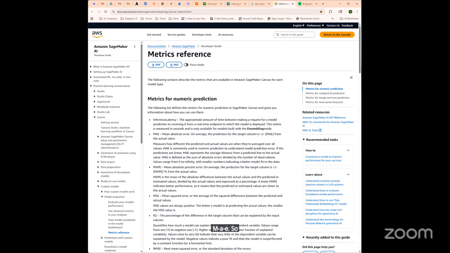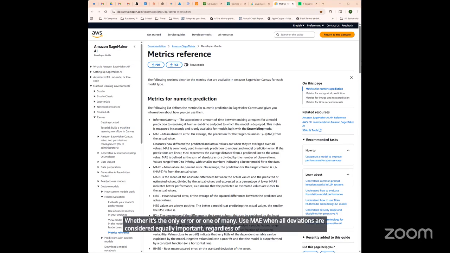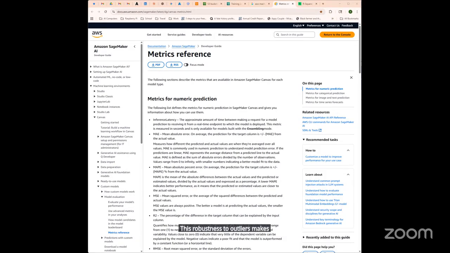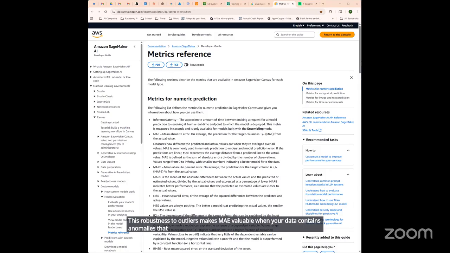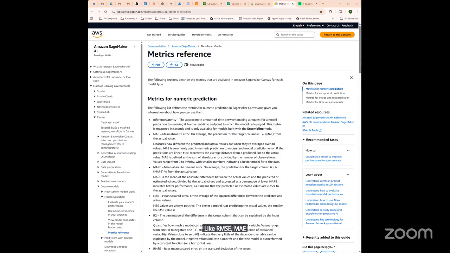MAE measures the average absolute difference between predictions and true values. Unlike RMSE, MAE treats all errors equally without emphasizing outliers. A prediction off by 10 units contributes exactly 10 to the metric, whether it's the only error or one of many. Use MAE when all deviations are considered equally important, regardless of magnitude. This robustness to outliers makes MAE valuable when your data contains anomalies that shouldn't disproportionately influence model evaluation. Like RMSE, MAE shares units with target values and aims for 0 as the ideal.